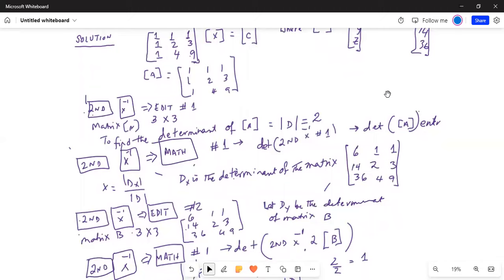Now you go to the second row, coefficient matrix is 1. Then 2 is replaced by 14 from the constant terms on the right-hand side. And the last one will be 3 in the second row. In the third row, first one is 1. And the second one will be 36. And the last one will be 9. So that's your matrix C. So let me write it down.